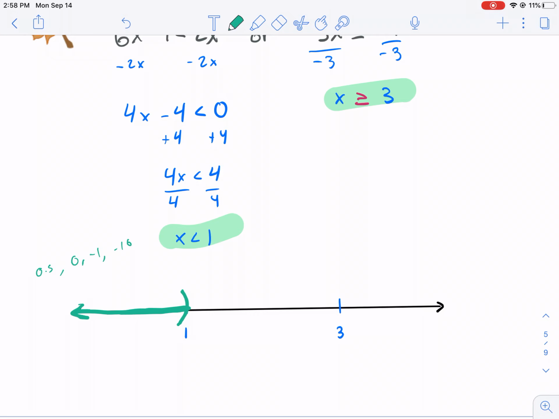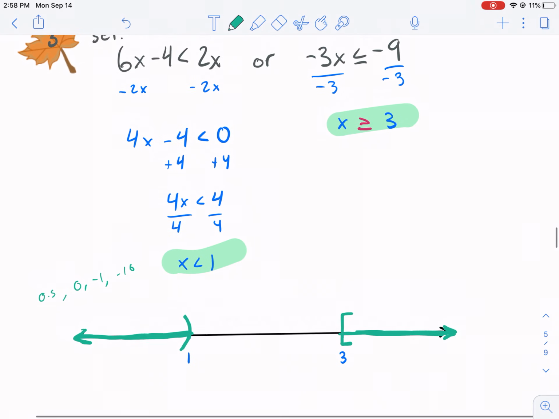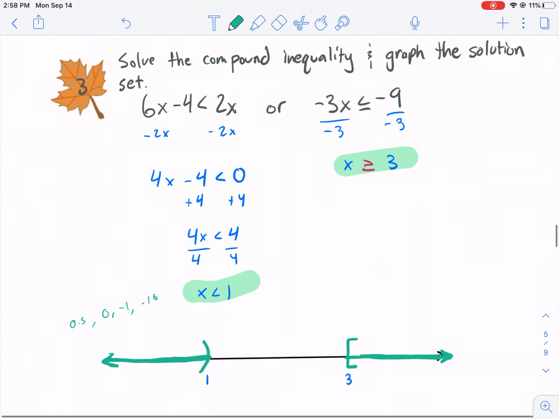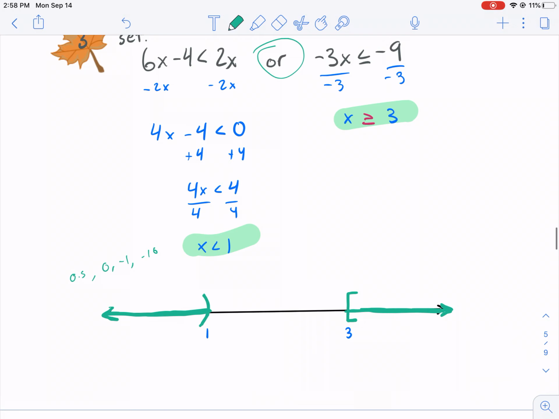We're also talking about the values bigger than or equal to 3. Because it's equal to 3, we need the bracket. The bracket indicates which way it's pointing. Well, we're talking about the values bigger than 3, so it's pointing to the right. The values bigger than 3, like 4, 5, 6, 7, 100, 20,000, all that. Okay? Now, what do we keep? Well, we keep both of these graphs because we need both. We want to include both of them because it says or. We graph everything. So we graph both of these, and that is our solution set.